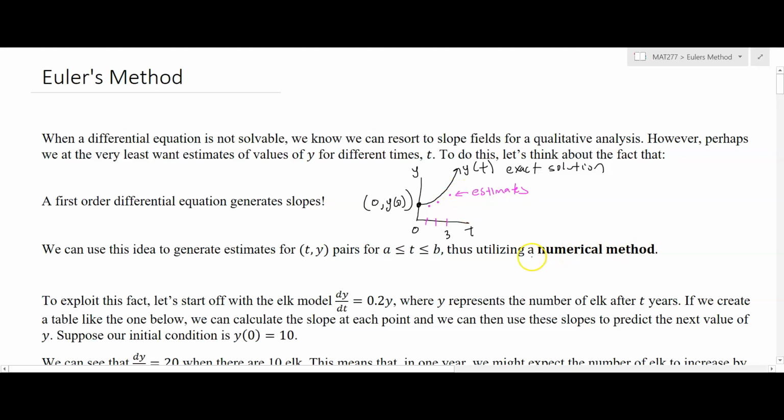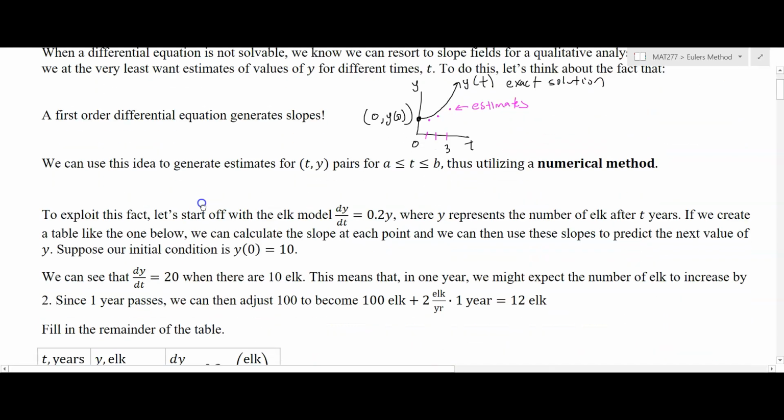Thus we're utilizing what's called a numerical method. A numerical method is just a method that gives you actual estimates of the solution. Qualitative methods did not do this. They told us how the solution behaved. The slope field showed us how the solution flowed, where it went, whether it increased or decreased for different initial conditions, but we have yet to actually approximate solution values. So we're not going to actually build the solution function. We're going to build a bunch of ordered pairs that we hope to be very close to that function.